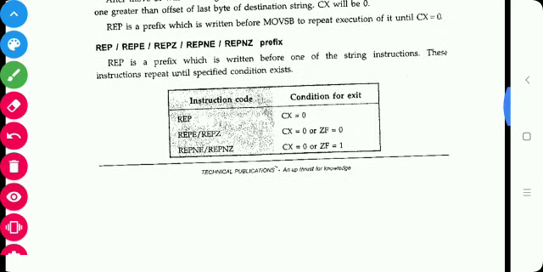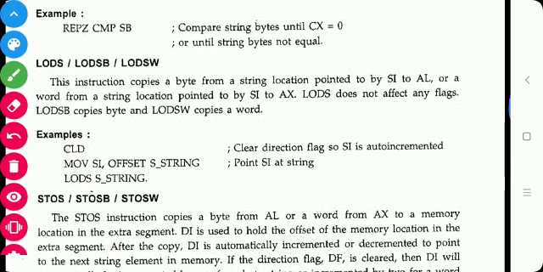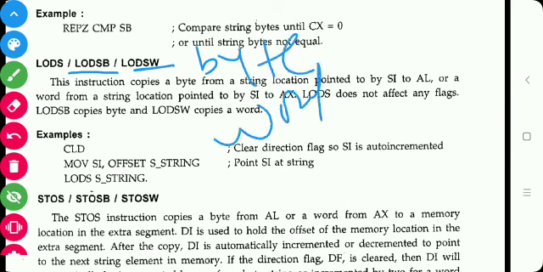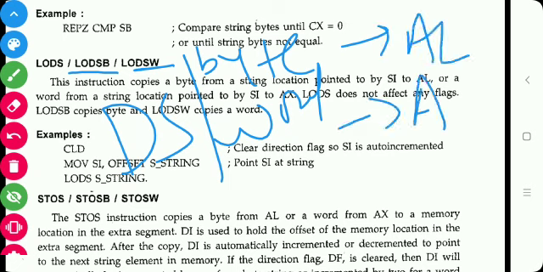The next instruction is REP, repeat. It is a prefix which is written before the string instruction, and it repeats the loop or instruction until the specified condition occurs. Then LODSB and LODSW. This instruction copies a byte or word from the source, that is from DS, to the AL register or AX register. If it is a byte then it is stored in the AL register, if it is a word then it is stored in the AX register.